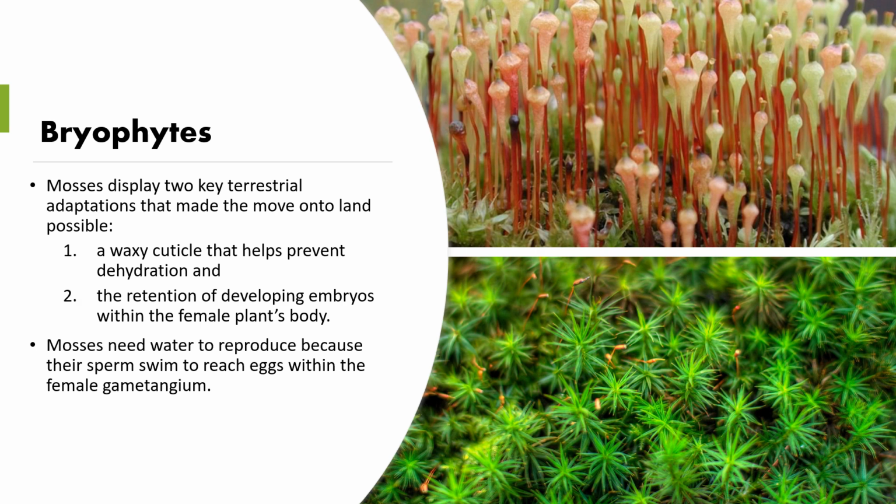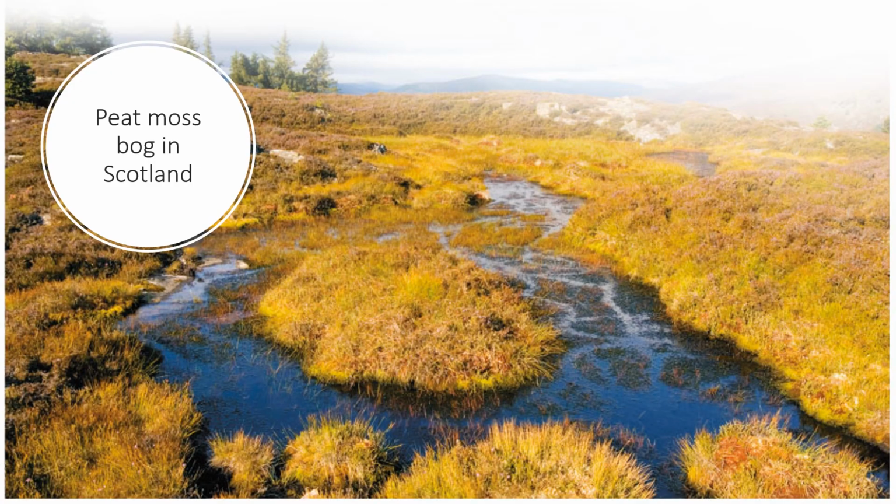Mosses need water to reproduce because their sperm have to be able to swim and reach the egg in what we call the female gametangium. Okay, and so that is going to be the structure where the female egg is. The sperm has to swim there, and it's going to require water for that to happen. So water is necessary for bryophyte reproduction.